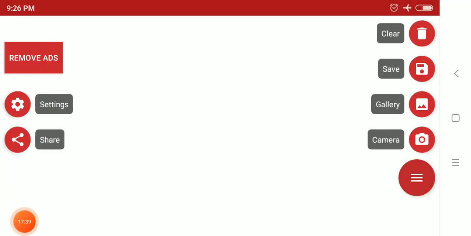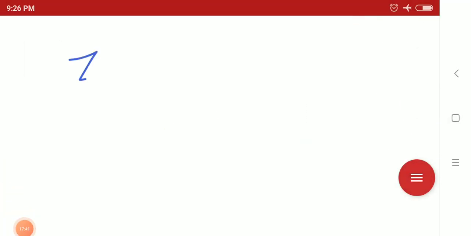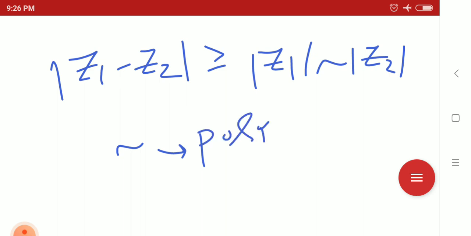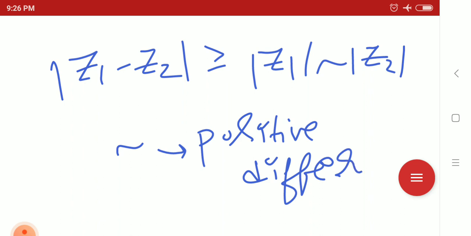Actually, when you are writing |z1 - z2|, this will be ≥ ||z1| - |z2||. It is the positive difference, not minus, not negative.